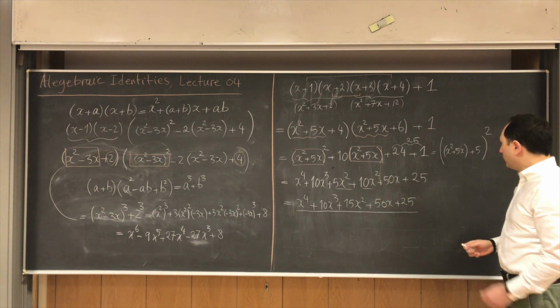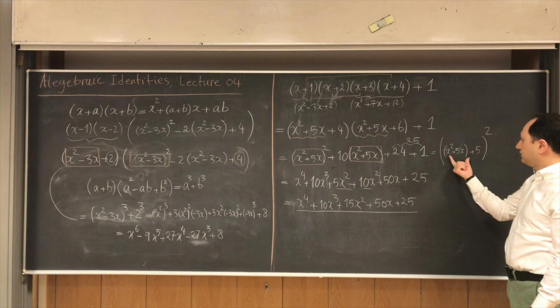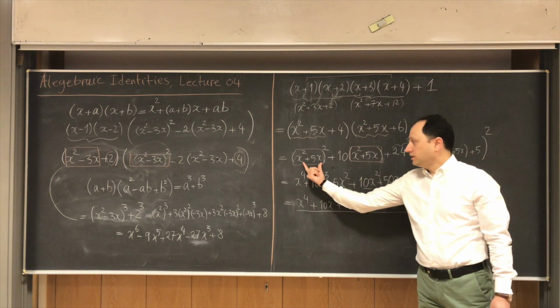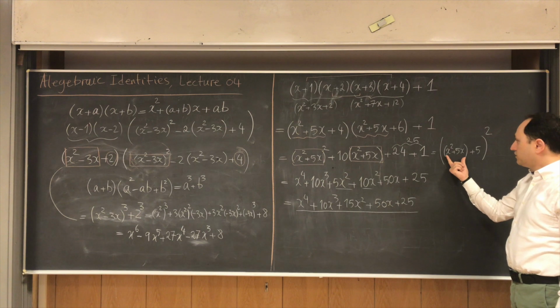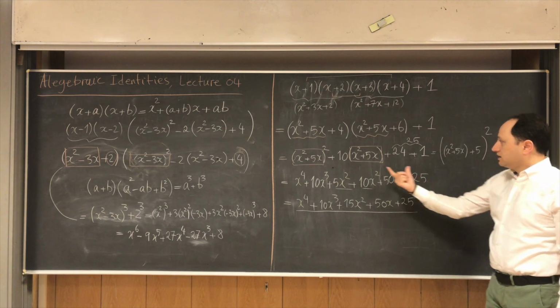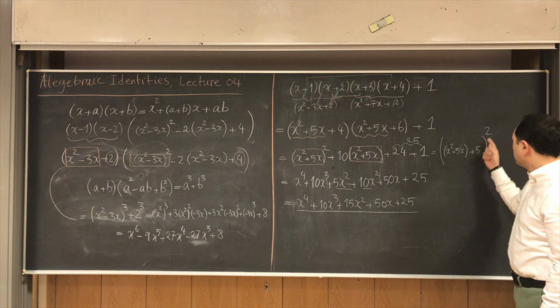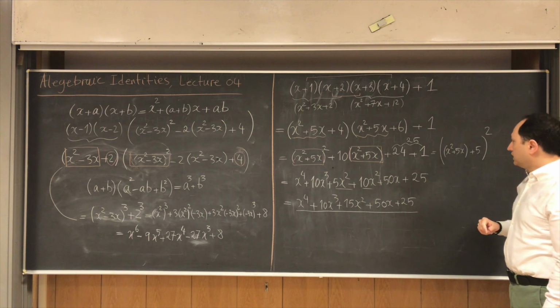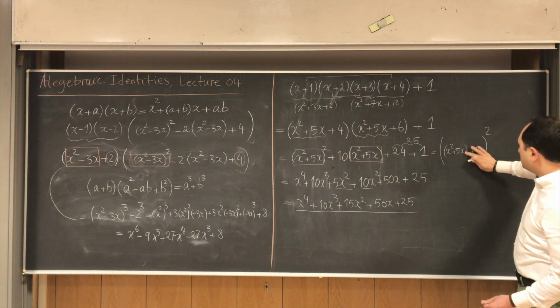Yes? Why? Let us check. By the quadratic rule, the first term to the 2 is this one. 2 times the first one times the second one is exactly this one. And then this one to the 2 is 25. Yes? So it means that I can remove these brackets.